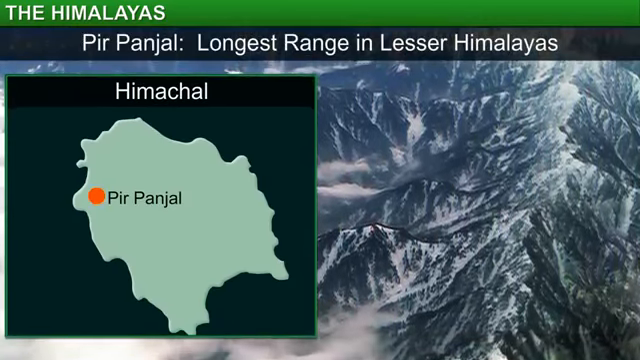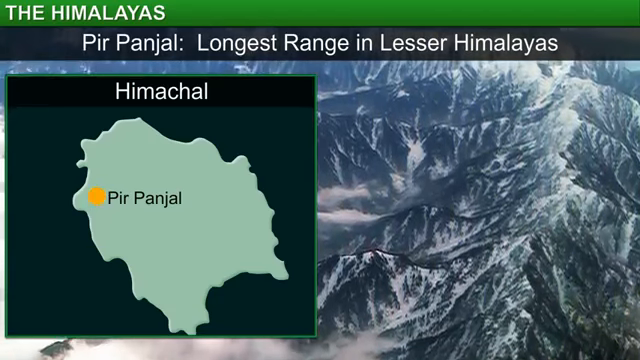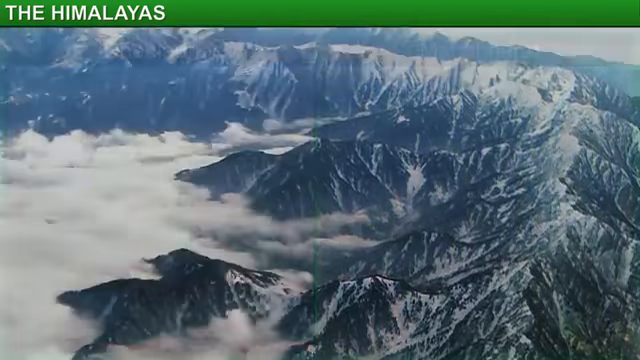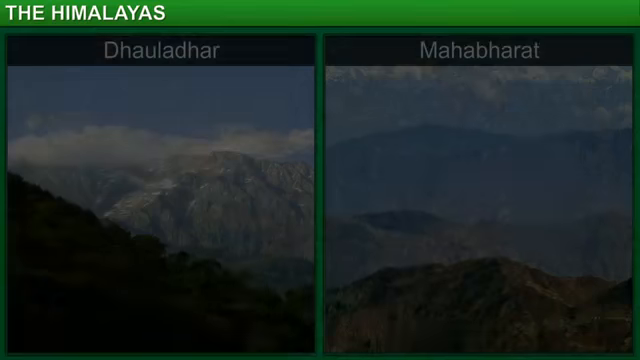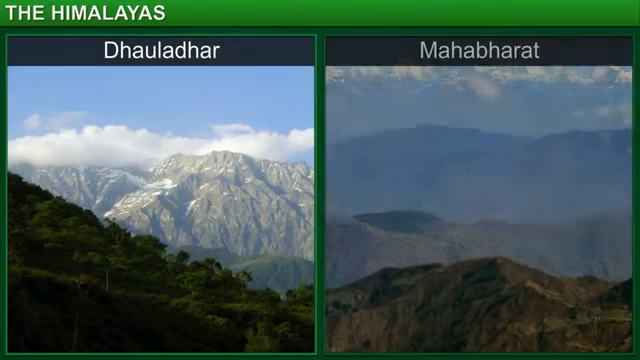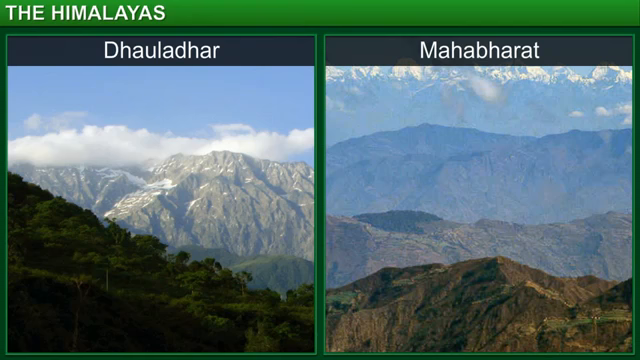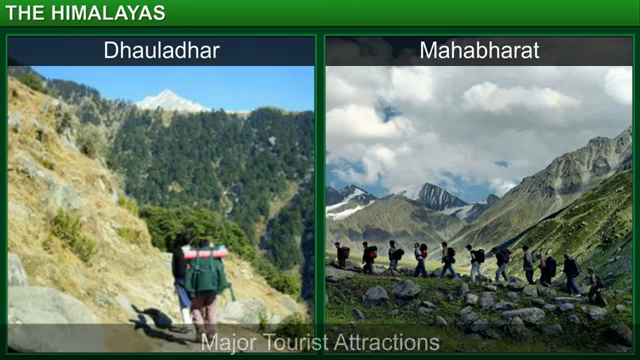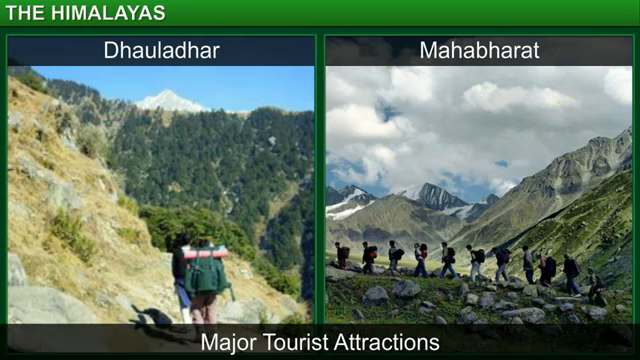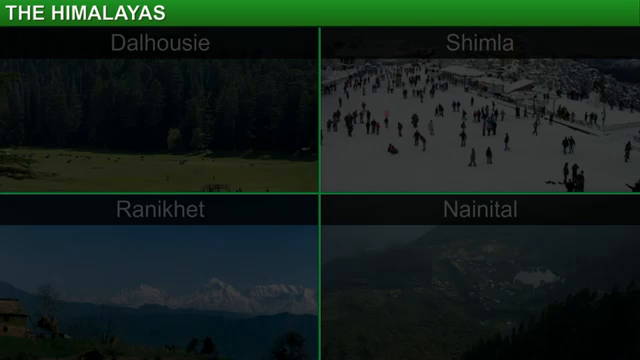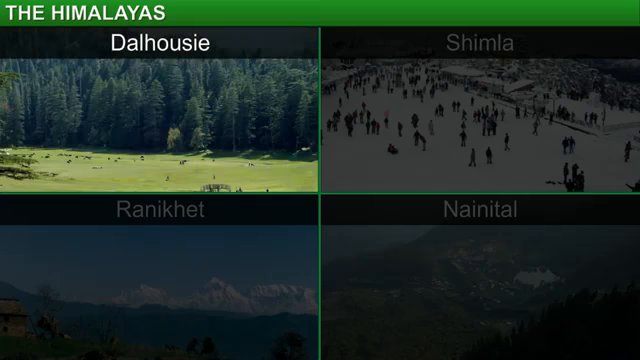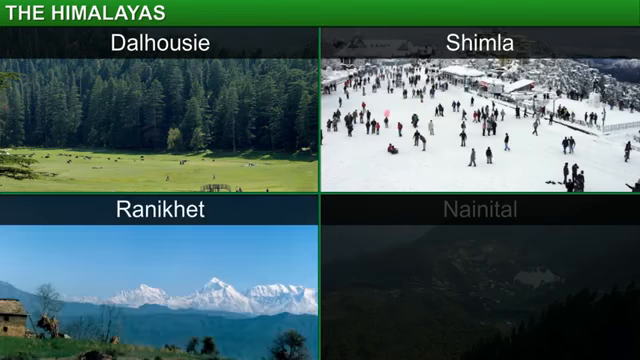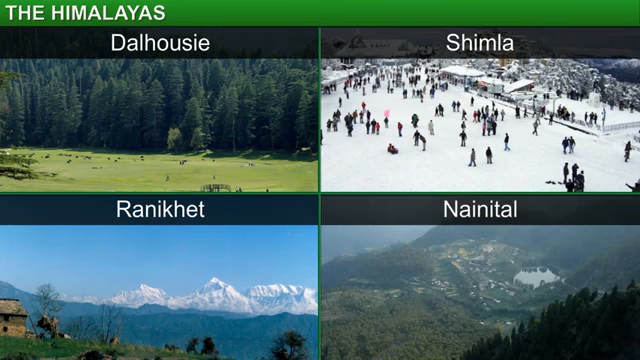The Pir Panjal is the longest range in the Lesser Himalayas. The other notable ranges are the Dhauladhar and the Mahabharat. These ranges are famous for their beauty and are a major tourist attraction for people the world over. The Himachal Range is also well known for its hill stations such as Dalhousie, Shimla, Ranikhet and Nainital.